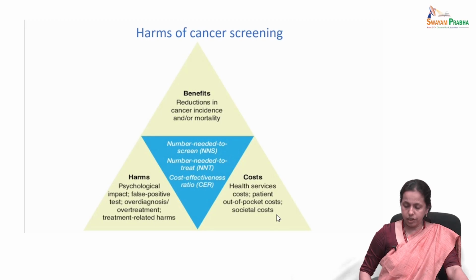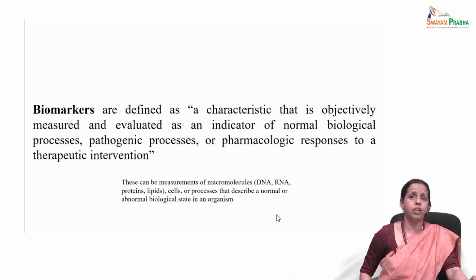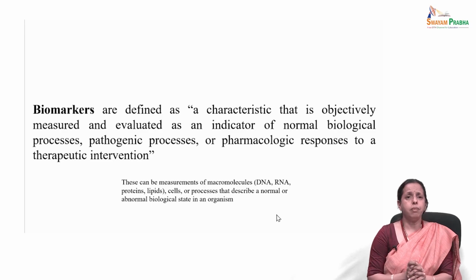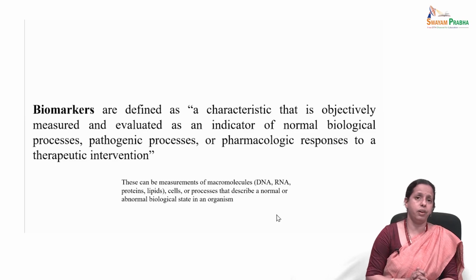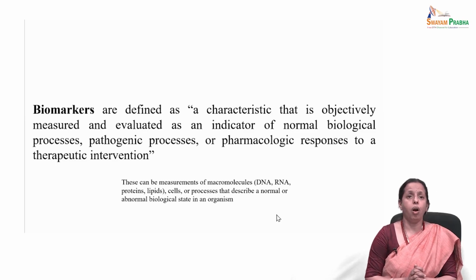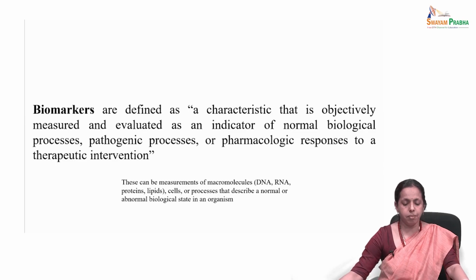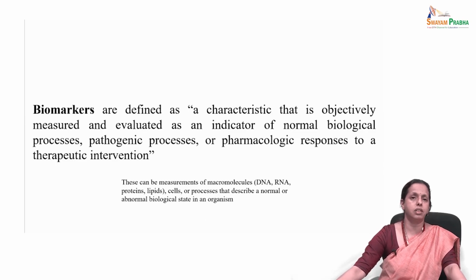Now, slowly we will drift from cancer screening terminology to cancer detection, where we talk about biomarkers. So what exactly are biomarkers? Biomarkers are defined as a characteristic that is objectively measured and evaluated as an indicator of a normal biological process, a pathological process, or a pharmacological response to a therapeutic intervention. These can be measured by macromolecules such as DNA, RNA, proteins, or by cells or processes, for example, that describe a normal or abnormal biological state in an organism.